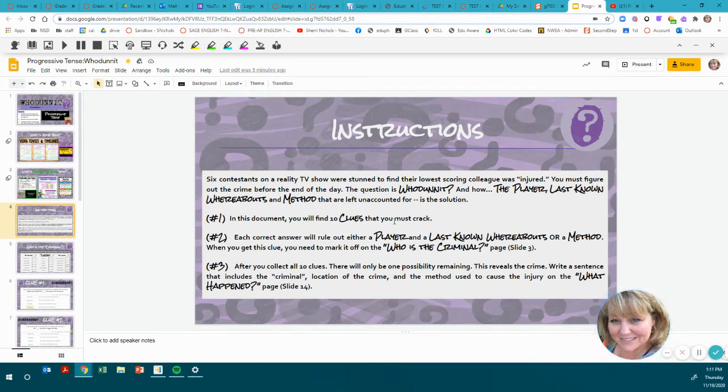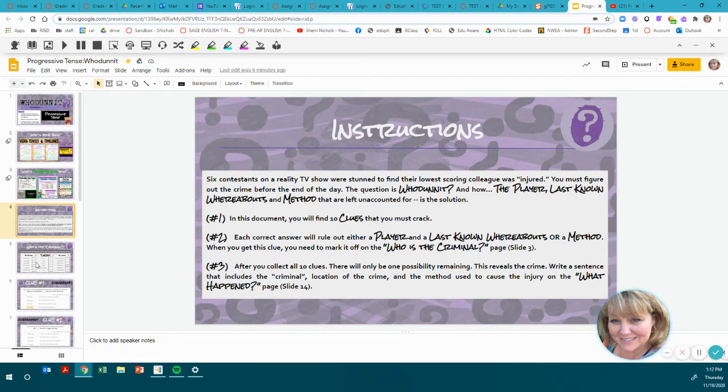So in this document, you will find 10 clues that you must crack. Each correct answer will rule out either a player and a last known whereabouts or a method. When you get this clue, you will need to mark off the who is the criminal on slide 3. And I think it's on slide 5 for us. After you collect all 10 clues, there will only be one possibility remaining. This reveals the crime. Write a sentence that includes the criminal, location of the crime, and the method used to cause the injury of what happened. Okay, and that will be on our last slide.